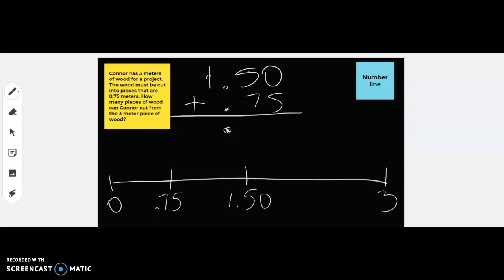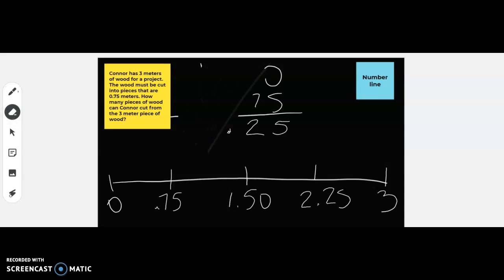Drop my decimal. I'm going to add my 2 numbers together. 0 plus 5 gives me 5. 5 plus 7 gives me 12. Carry my 1 there. 1 plus 1 gives me 2. So that's going to be the 3rd piece for me. Okay, I'm going to erase this, give myself a little more space.